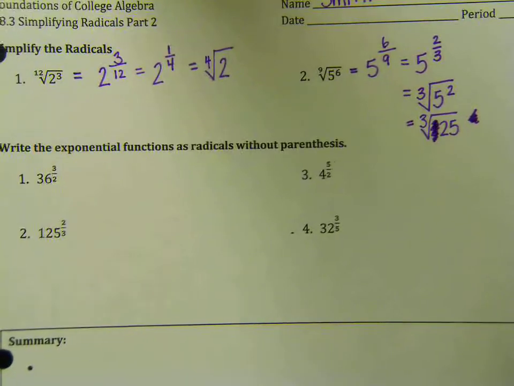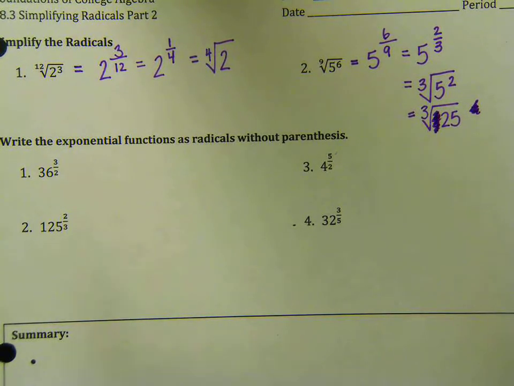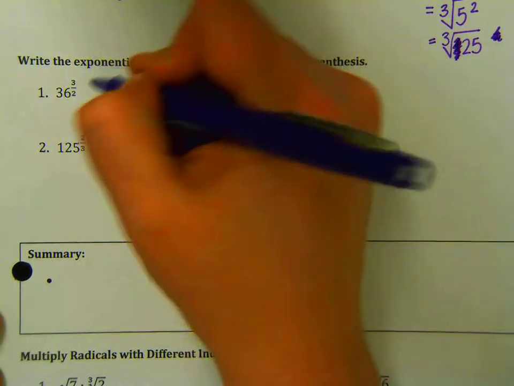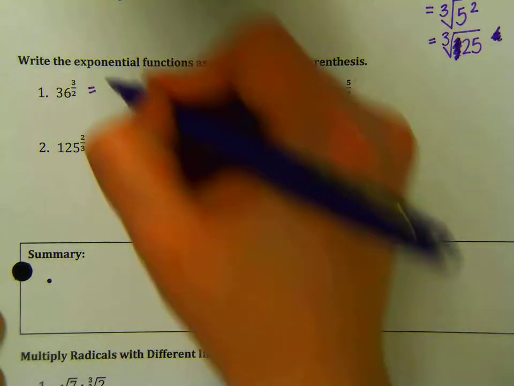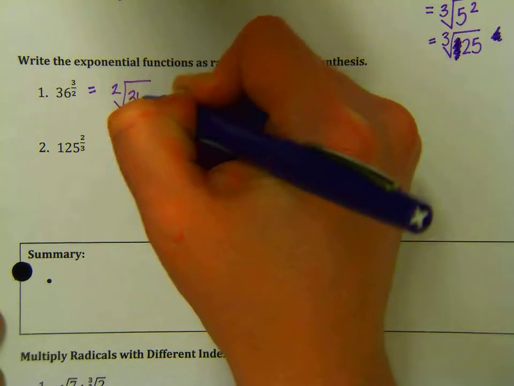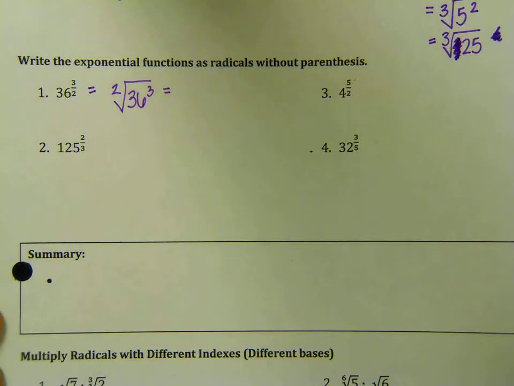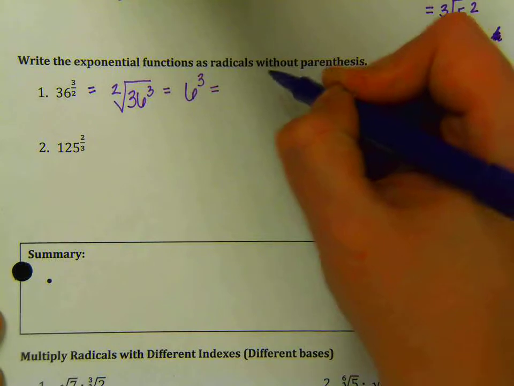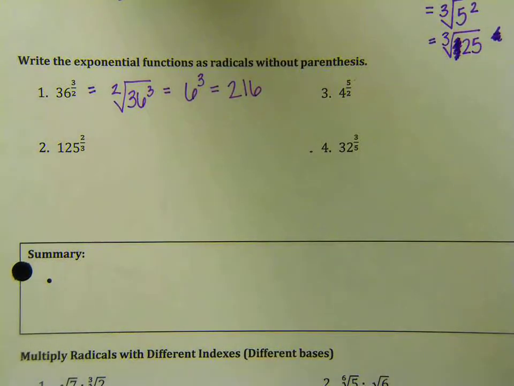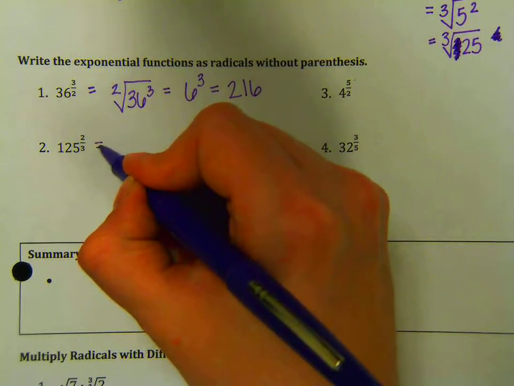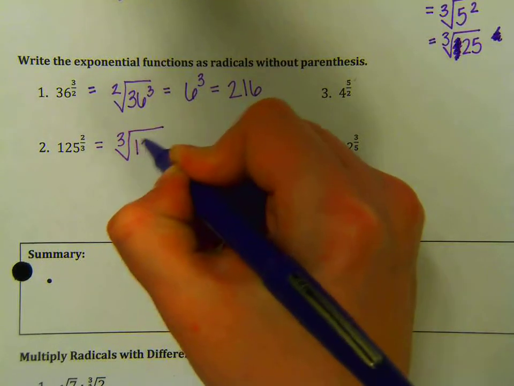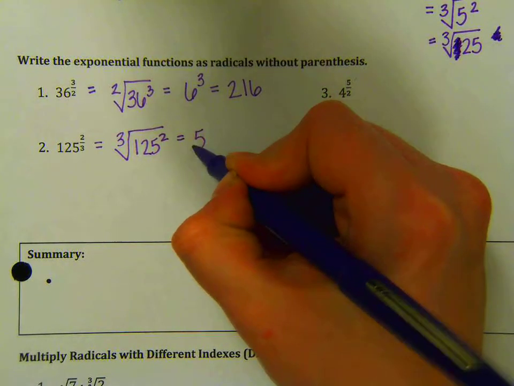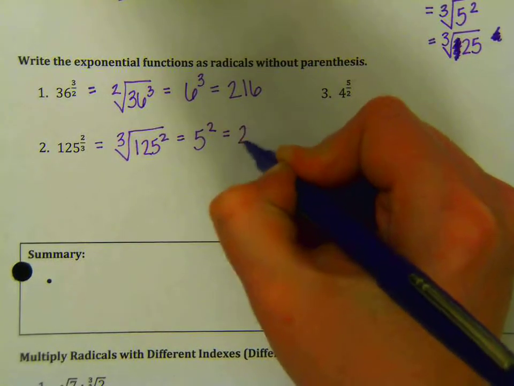The next 4 are basically the same as number 2. I'm just going to simplify them further. It's just a review from previous classes. So in the first one, I'm taking the square root of 36 and then cubing it. Square root of 36 is 6. 6 cubed. And then 6 cubed is 216. So just a review from previous classes. We'll work through these. Cubed root of 125 squared. Cubed root of 125 is 5, and then I'm squaring it. 5 squared is 25.